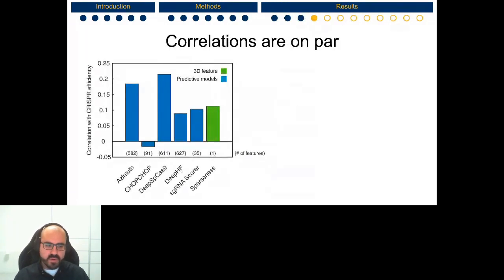So we began by looking at the correlation between the 3D feature and CRISPR efficiency. As you can see, the correlation of the 3D feature is comparable to the 5 predictive models, which I talked about earlier, even outperforming 3 of them. And this is especially impressive when you consider that each of these models contains multiple features and was trained separately. And this is a single feature that was not trained on anything, and as I said, taken from a data set that has nothing to do with CRISPR. And still it is comparable to these models. So these are very encouraging results regarding our feature information. So that's the first point.